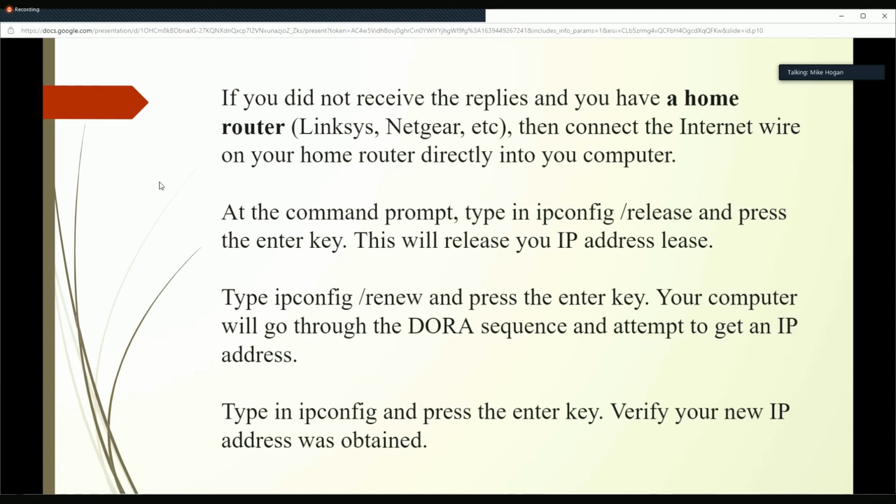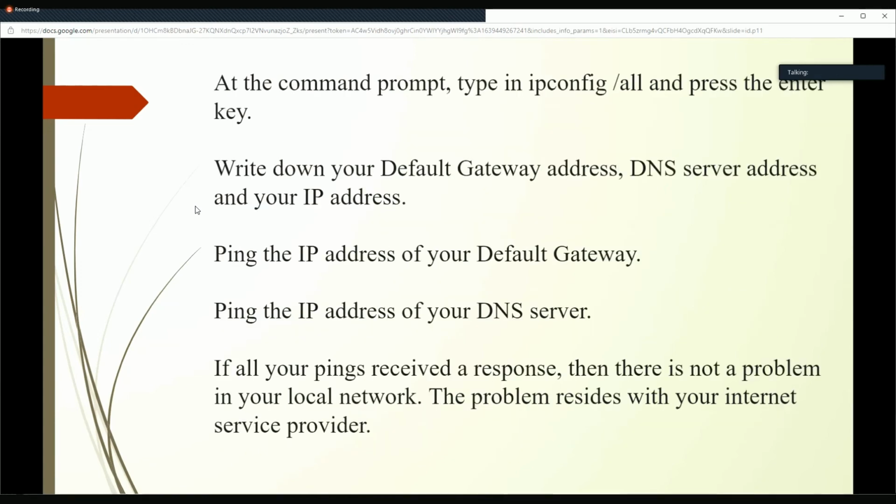One of the things you could do is take a look at other hosts on the network. Are there other hosts that have connectivity? You do your IP config all, and it gives you all of the information, just like we saw a while ago. You can get your default gateway, your DNS server, all of that. You can ping those devices just to make sure that things work out.